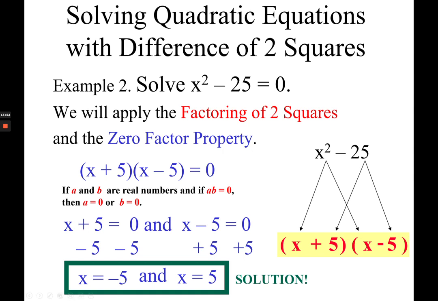Again, these are the values that, when you substitute for x, will make the equation true. It will become equal to 0. Negative 5 squared is 25. 25 minus 25 is equal to 0. The same works with 5. Okay? And we are now on our last example.